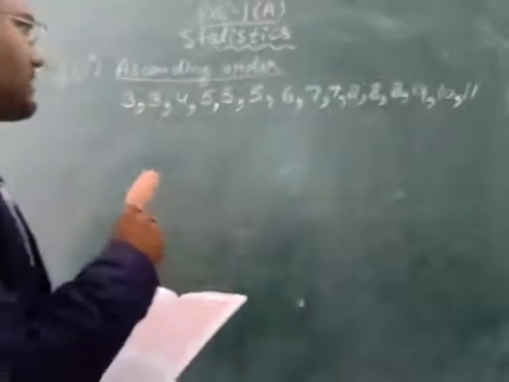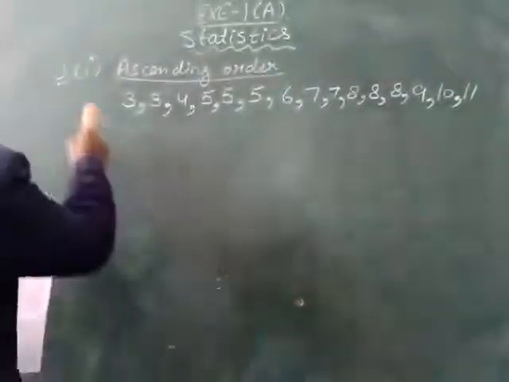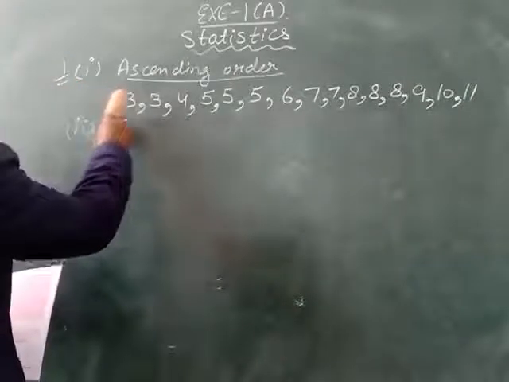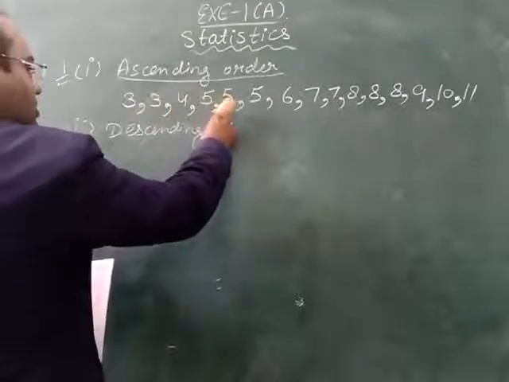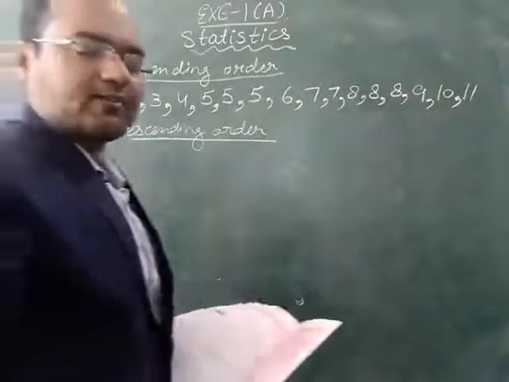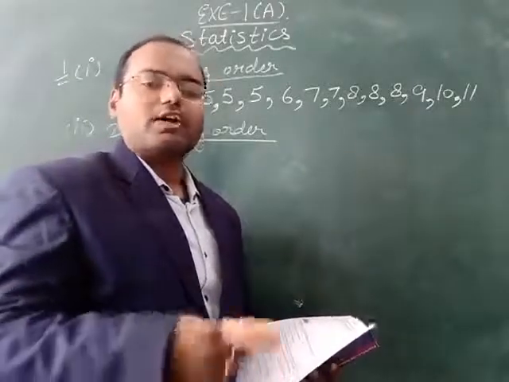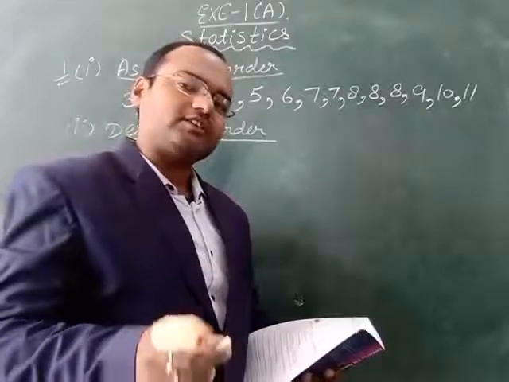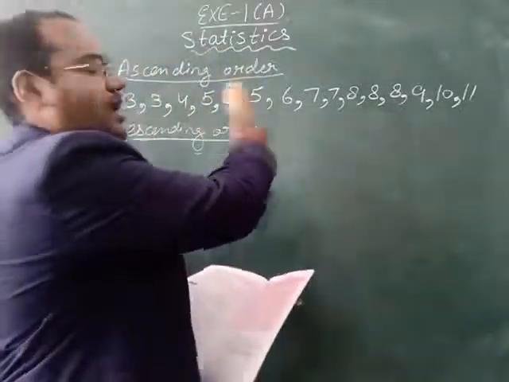So these numbers are arranged in ascending order. And in the second part we have to write these numbers in descending order. Descending means we write the greatest number first, then a smaller number, then a smaller one, and in the end we write the smallest number. So, this series we had written here in ascending order.